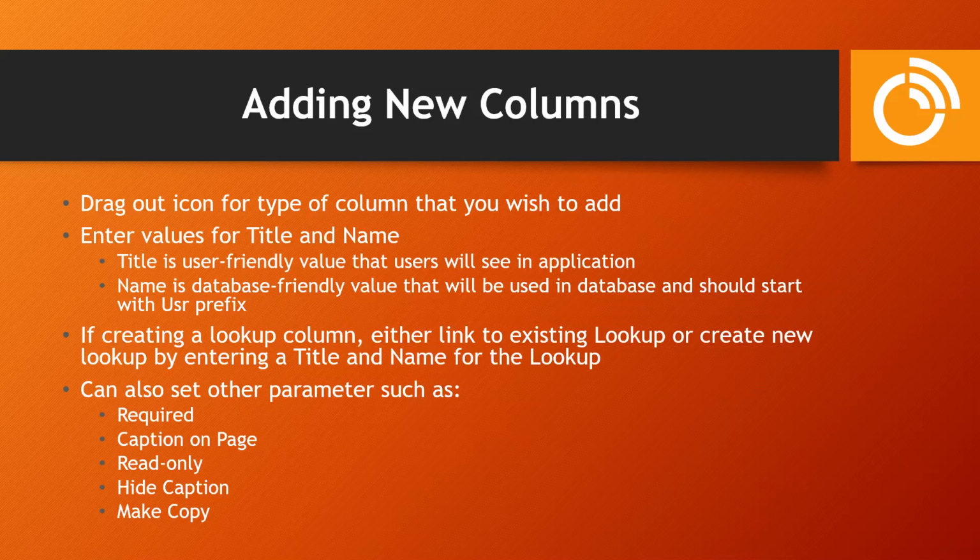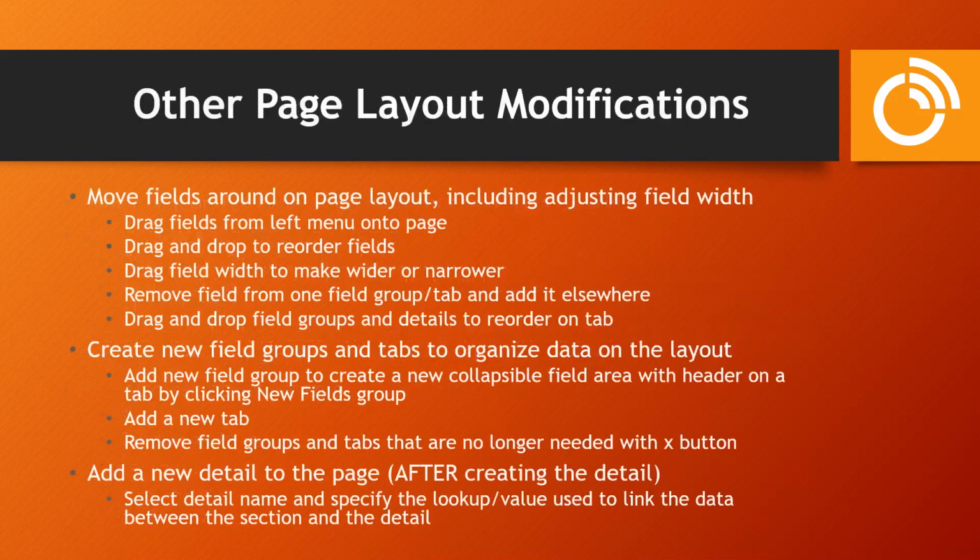And then there's a few other parameters that you can set. You can make the fields required. You can alter the caption that's displayed on the page. You can set the field to be read-only. You can also hide the caption entirely, which is actually the field name. So you can have a field that's just displayed without a field name entirely. And then there's a setting called Make Copy, and that's used when you actually copy a record. This will determine whether or not this field is copied over to the new record when you do that. So we'll go ahead and look at adding a field now.